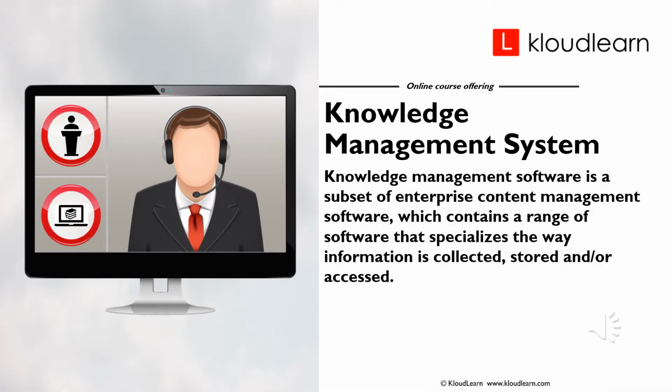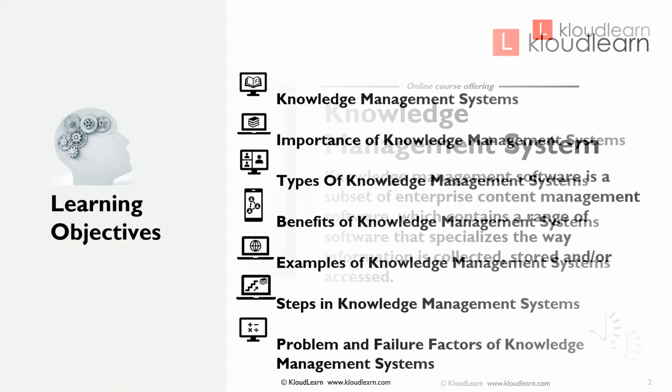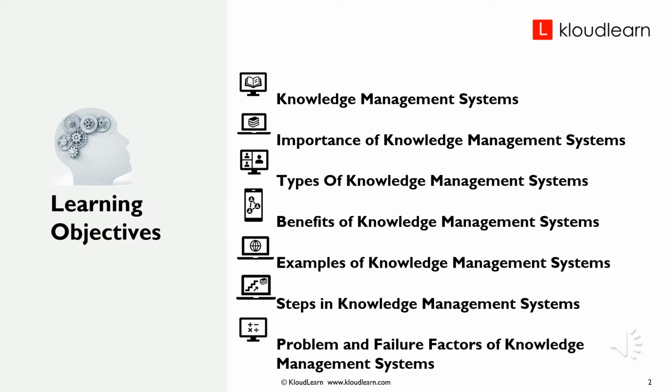Knowledge Management System. Knowledge Management System software is a subset of enterprise content management software, which contains a range of software that specializes in the way information is collected, stored, and/or accessed. In this course, we will cover knowledge management systems, importance of knowledge management system, types of knowledge management systems, benefits of knowledge management systems, examples of knowledge management systems, steps in knowledge management systems, problems and failure factors of knowledge management system.